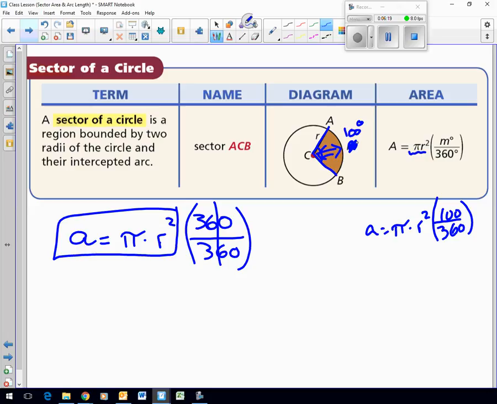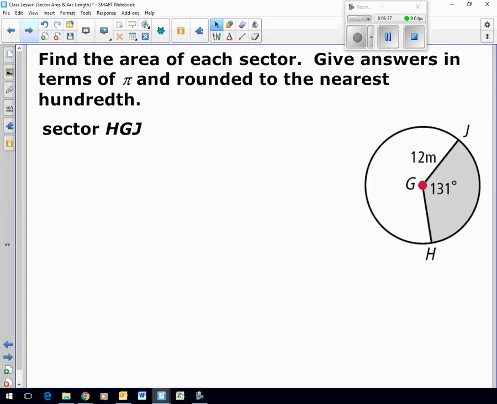Am I calculating for the entire circle, or am I just calculating for part, or a piece, or a sector, or section of that circle? Y'all with me? It seems pretty easy because it is. All right, here we go.